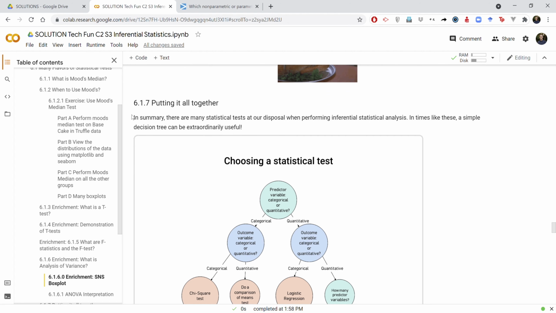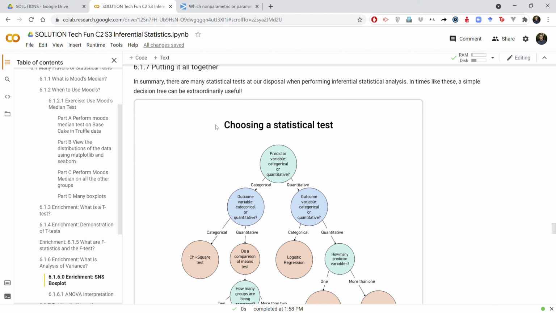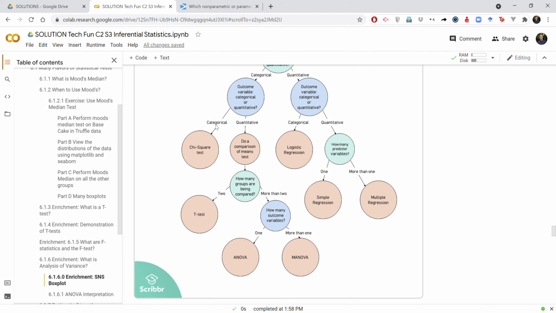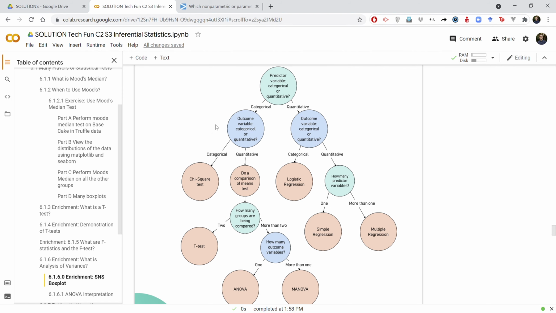Putting it all together, in summary, there are many statistical tests at our disposal when performing inferential statistical analysis. In times like these, a simple decision tree can be extraordinarily useful. So we borrowed this from the World Wide Web, taking us down our decision tree on what to use. Let's follow this along to the ANOVA examples. Predictor variable, categorical or quantitative. In our case, it's categorical because we're talking about the individual shifts, shifts 1, 2, 3, and 4. Outcome variable, categorical or quantitative. It's quantitative because we're talking about the production rate.